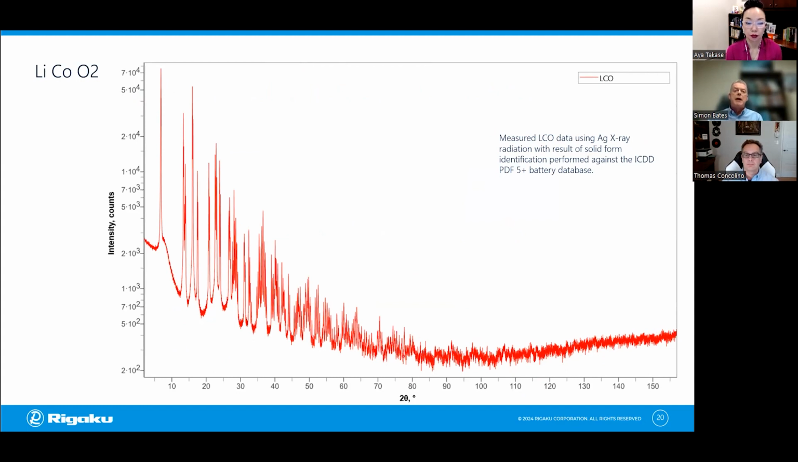You get the dip in the middle here. That's not due to the instrument. That's a polarization issue because we use unpolarized X-rays.